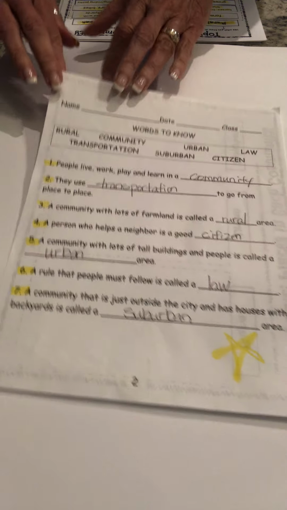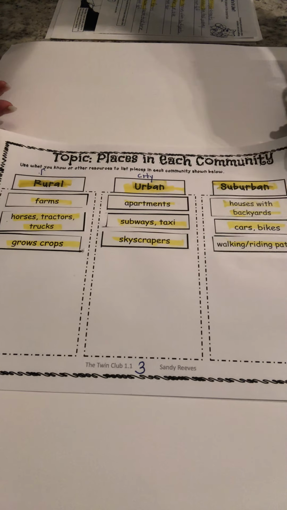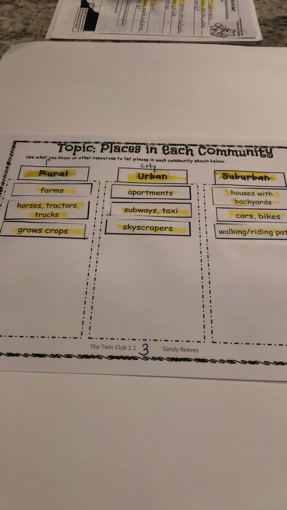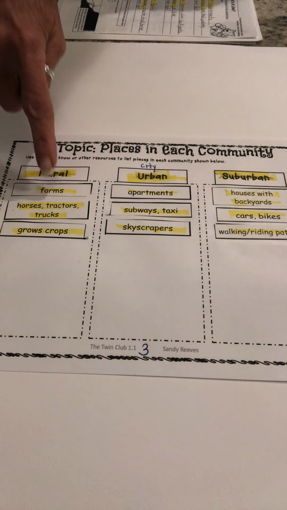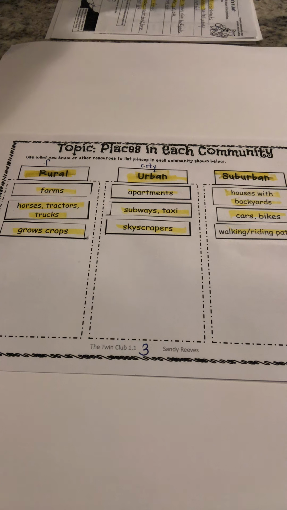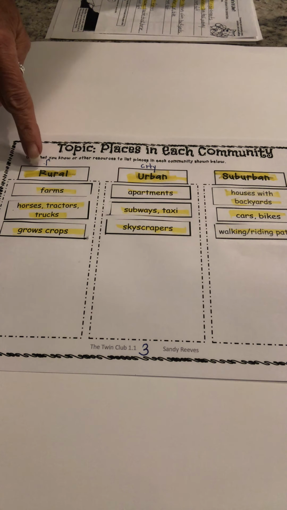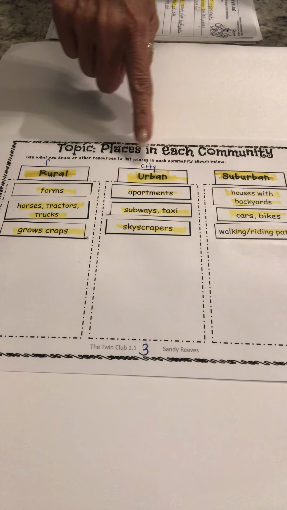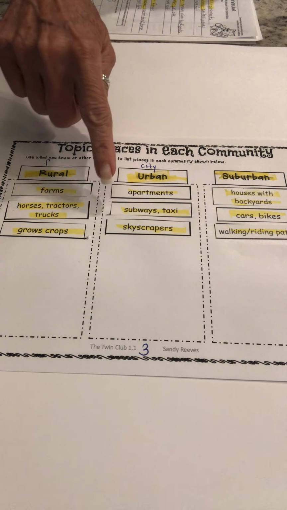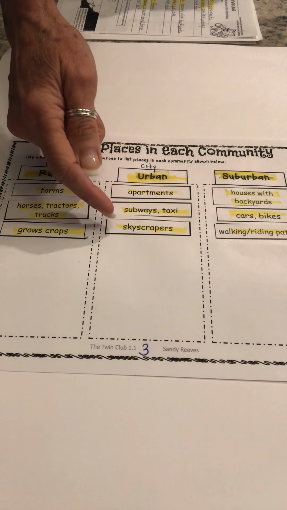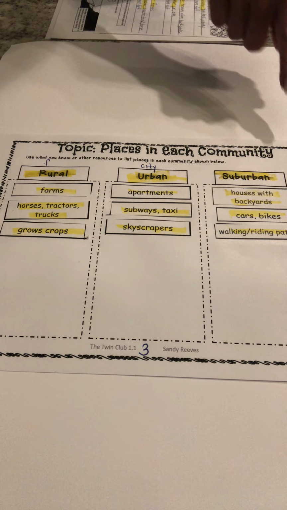All right, pages 3 and 4 went together. That was that cut and paste page you needed to do. So on page 3, which is the page that you have left, these are the only things you need to know under each one. So find rural and highlight those 3 things. Basically on the communities, you need to know the kind of houses they lived in, the transportation they used, and then one more fact. So under rural, I have farms, horses, tractors, and trucks, and grows crops. Under urban, which is your city, I have apartments, subway, taxis, and skyscrapers. Make sure you know what a skyscraper is.